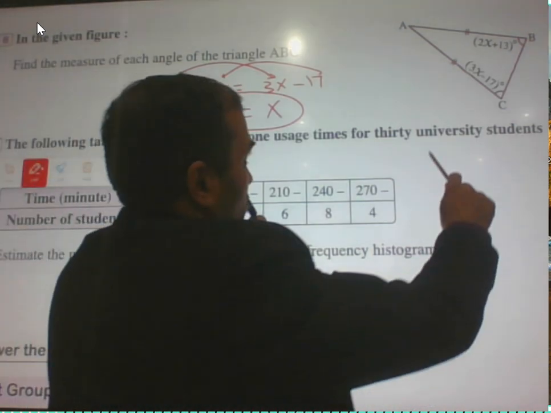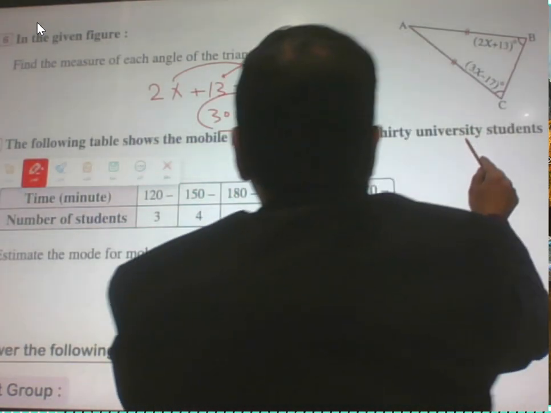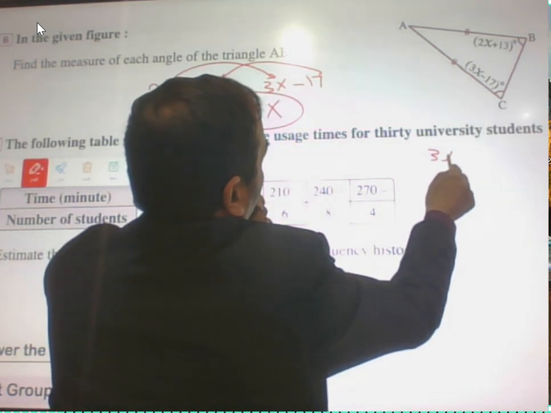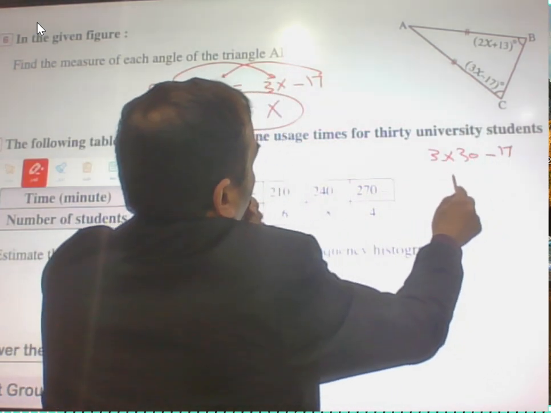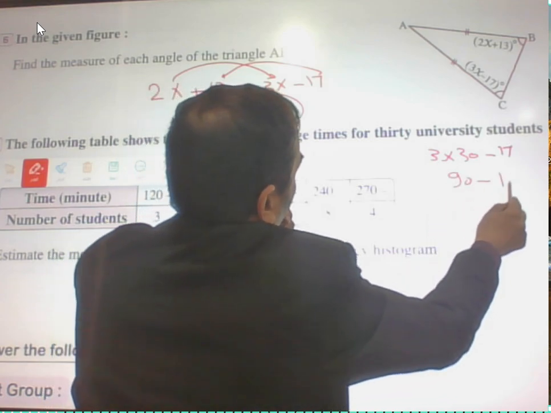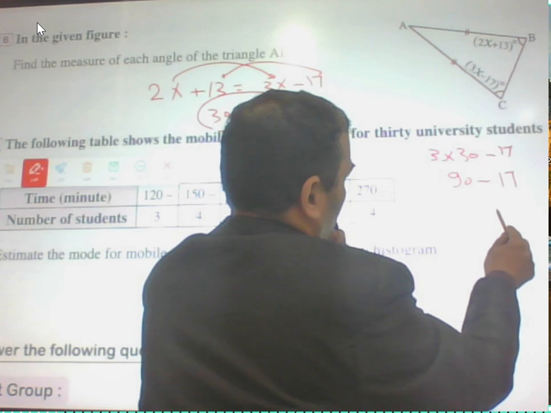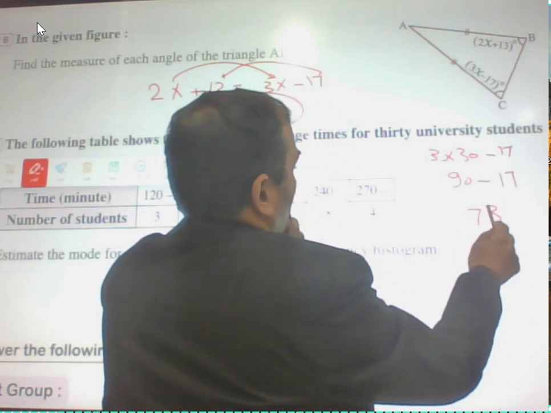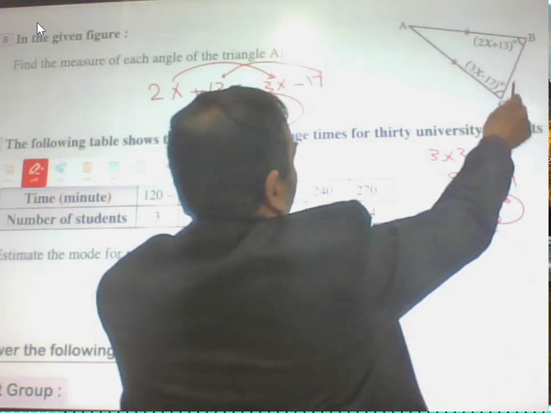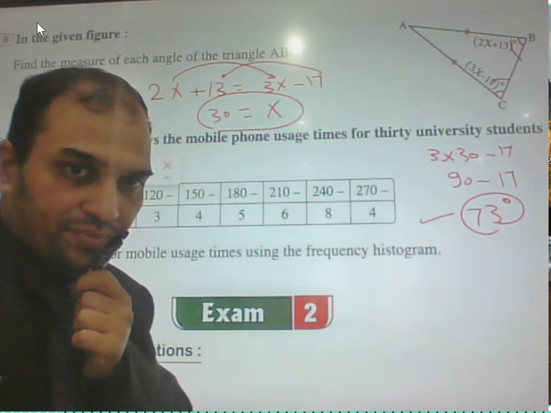Now put the value of x equals 30. Then the measure of angle C equals 3 times 30 minus 17. 3 times 30 is 90. Subtract 17. The result will be what? 10 minus 7 equals 3, and 8 minus 1 equals 7. The result will be 73 degrees. The measure of angle C equals the measure of angle B equals 73 degrees.